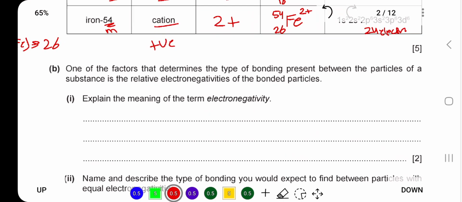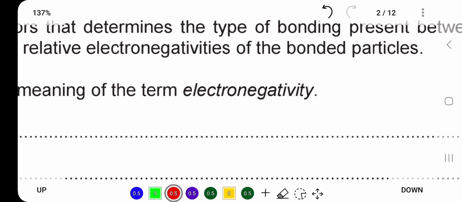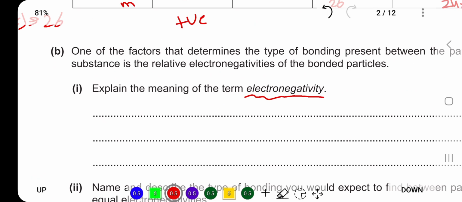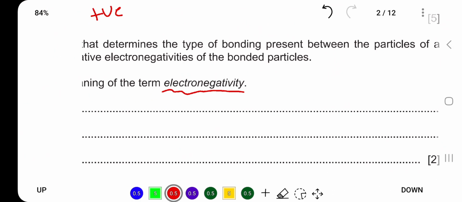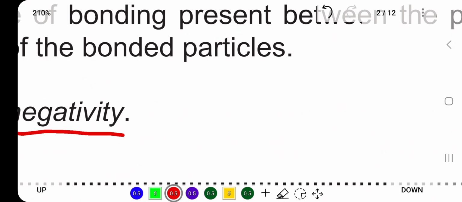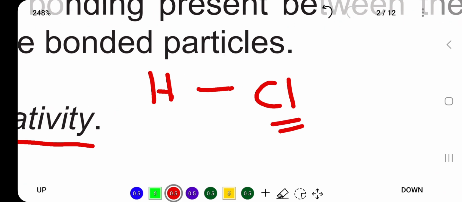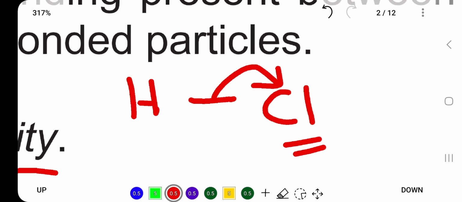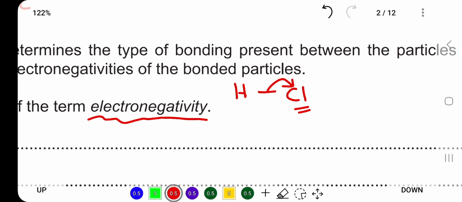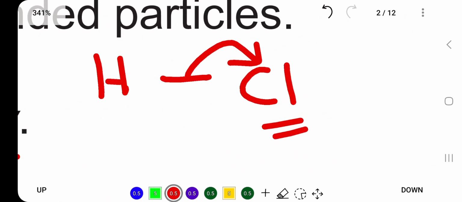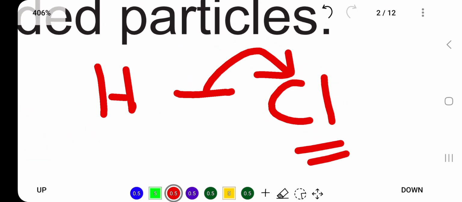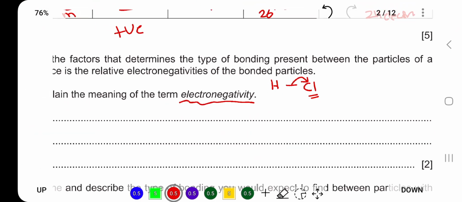Explain the meaning of the term electronegativity. That is very important. Okay, electronegativity is basically where, maybe give an example, you have here an HCl. Cl is more electronegative than H. It will be like, give me the electron pair I wanted. So it means that exactly what electronegativity is, that chlorine has higher electronegativity than hydrogen, so chlorine is the most powerful one.